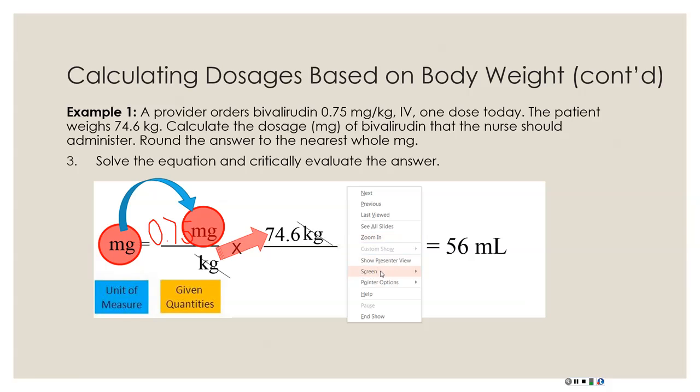So if you remember what we talked about in our first week's math orientation, we talked about rounding. And so since this number here is a 9 and it's over 5, we would just round to 56 milliliters. So really important to round your answer as the problem describes.